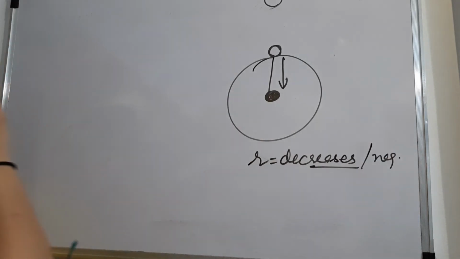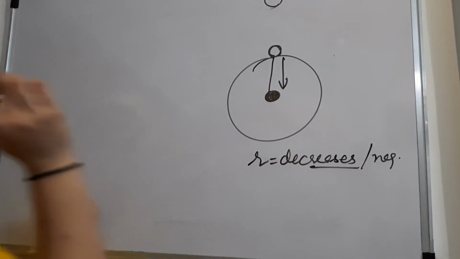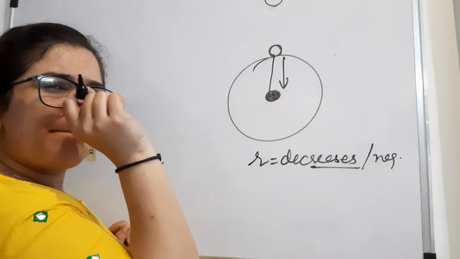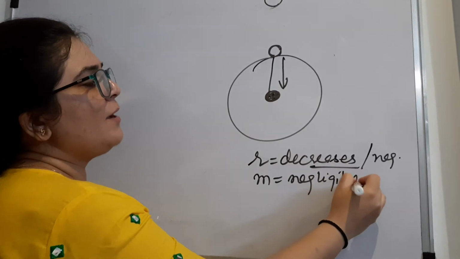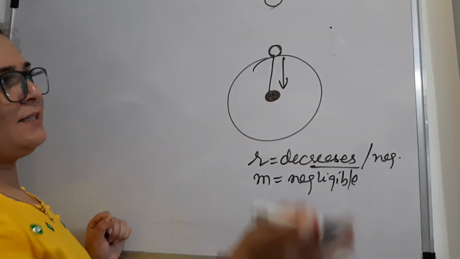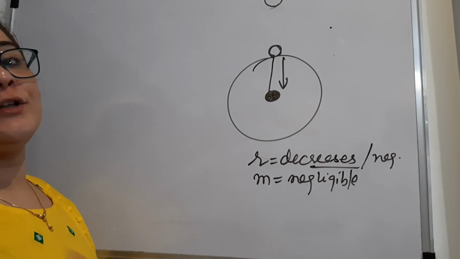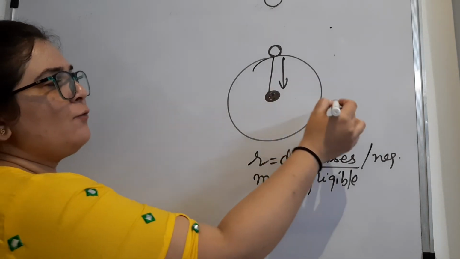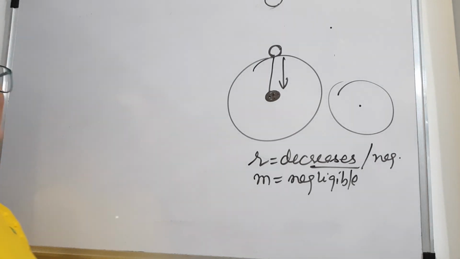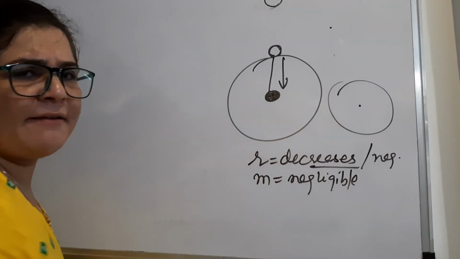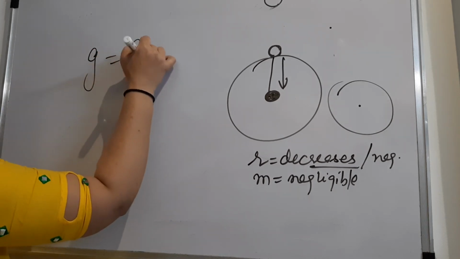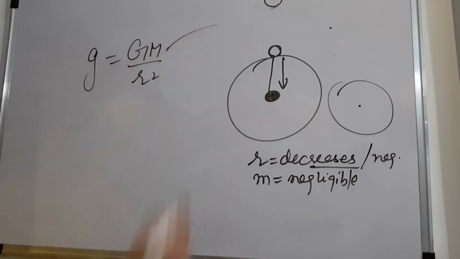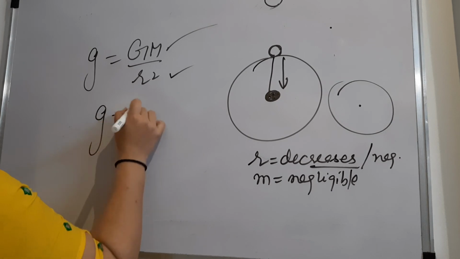And similarly, if the object has reached the center of the Earth, at the center of Earth, the mass is also going to be negligible. It has become a point source. Now, if I draw a point over here, it's not going to make much of a difference or much of a significance. Similarly, if you have a dot at the center of the Earth, it basically does not have any mass, and you can say it is negligible. Again, if I write the formula g equals GM by R square, if this becomes negligible or 0, the value of g will also become 0.